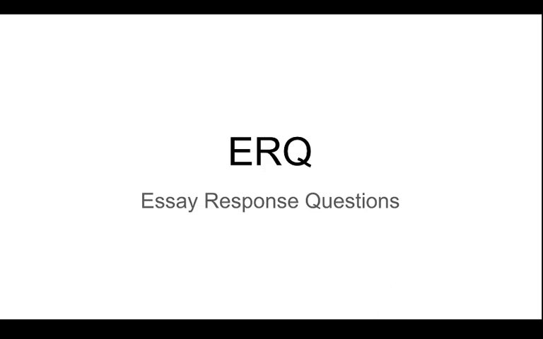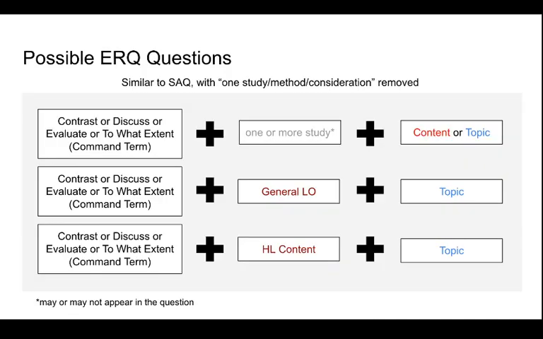Okay, next we have essay response questions, or ERQs. This time I didn't get it wrong. For ERQ questions, it's kind of similar to SAQs, but in SAQs, they usually only do one something: one study, one research method, one ethical consideration. For ERQs, it's always going to be one or more. ERQs always give you the freedom to put in however many hormones or however many studies you want.